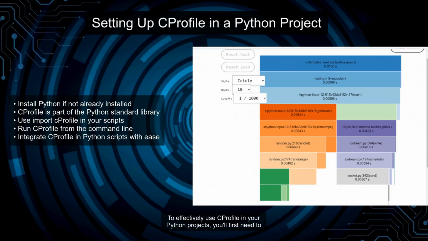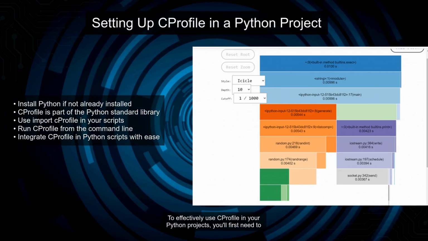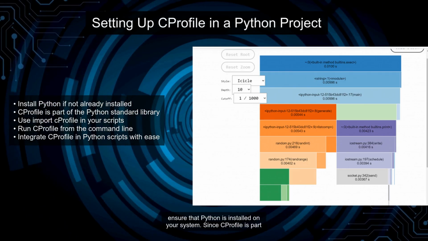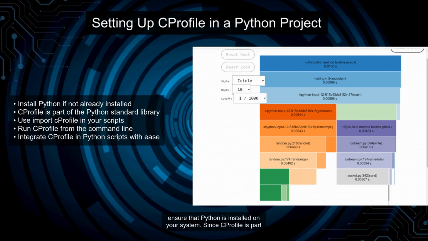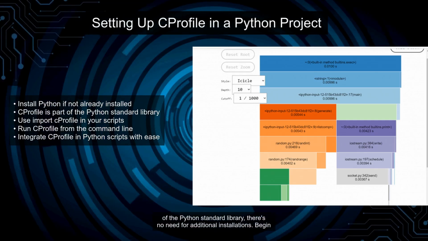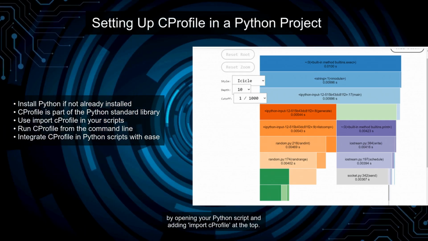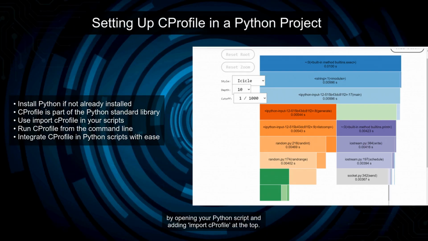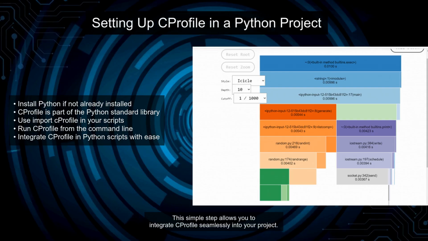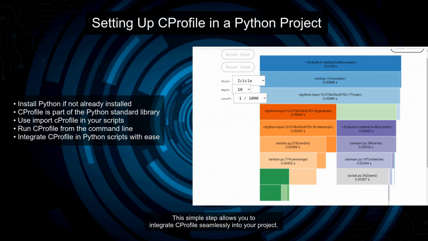To effectively use Profile in your Python projects, you'll first need to ensure that Python is installed on your system. Since Profile is part of the Python standard library, there's no need for additional installations. Begin by opening your Python script and adding import cProfile at the top. This simple step allows you to integrate Profile seamlessly into your project.